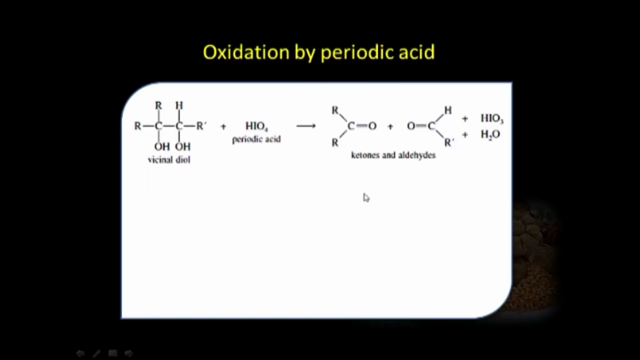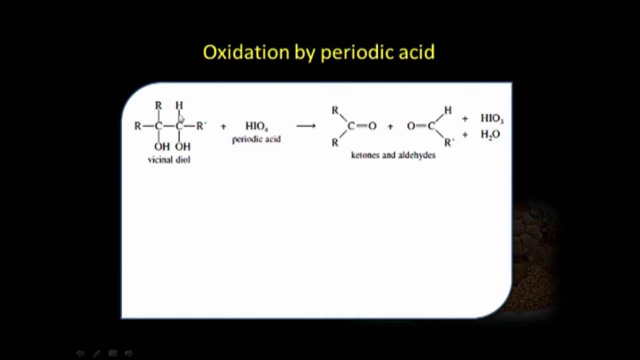Periodic acid oxidizes compounds in a very specific way. It cleaves across the carbon-carbon bond, and only those bonds are cleaved where both the carbons have oxygen function. Like in this compound, both the carbons have a hydroxyl group. One molecule of periodic acid is used for the cleavage of one carbon-carbon bond, and wherever the bond breaks, each of the carbons gets one hydroxyl.